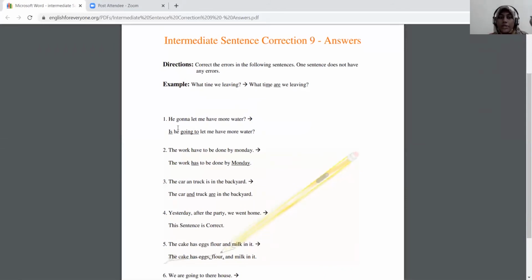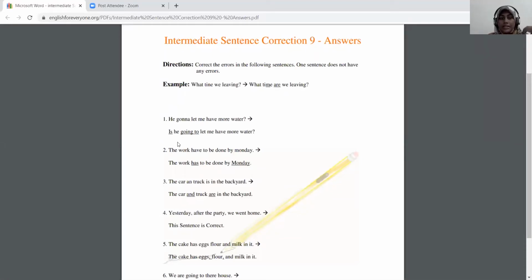Okay, let's look at number one. He gonna let me have more water. The word gonna is very popular among Form 5 students. Form 3, as far as I have been marking for the past 4 to 5 years, I have no problem with my PT3 students. But most of the problems that I rectify are with my SPM students. They love to use all these fancy words. You cannot use the short form. This is considered an abbreviation, and it's not formal, so it's not accepted in our English lesson. So let's look at the correction.